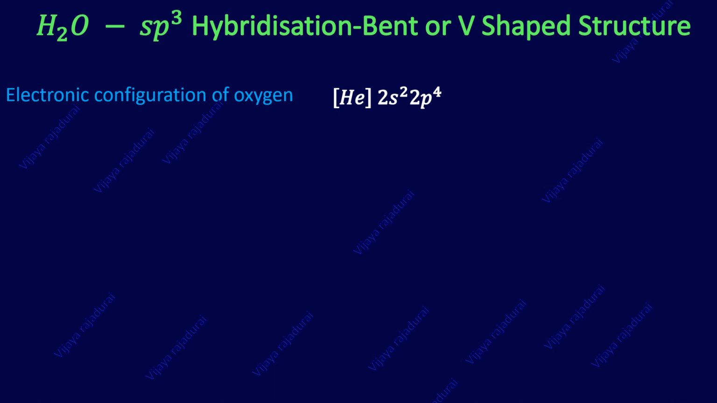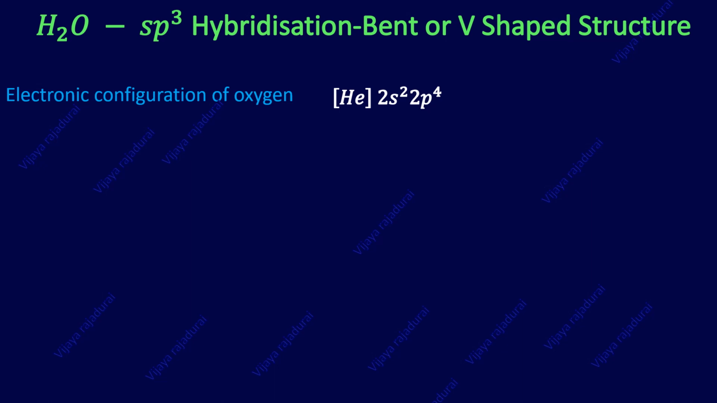In the water molecule, oxygen is the central atom. For hybridization, we should consider the valence orbitals of the central atom. Here oxygen is the central atom. Oxygen's electronic configuration is [He] 2s2 2p4. That is, the valence orbitals are s and p orbitals. The s orbital has 2 electrons and the p orbitals have 4 electrons.